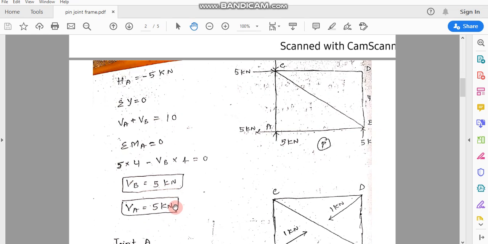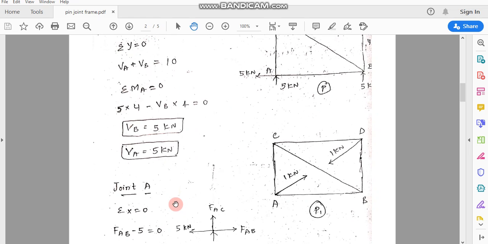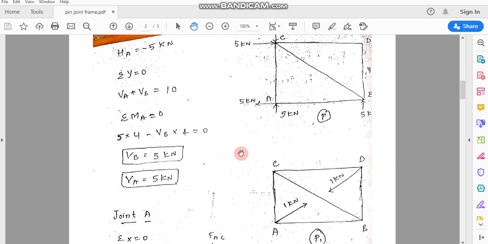Now here in this case, since we always try to remove the unknown force, and we have the unknown force in this horizontal member, why? Because the degree of internal indeterminacy is 1. So we are removing this horizontal member and applying 1 kilonewton at both the joints.